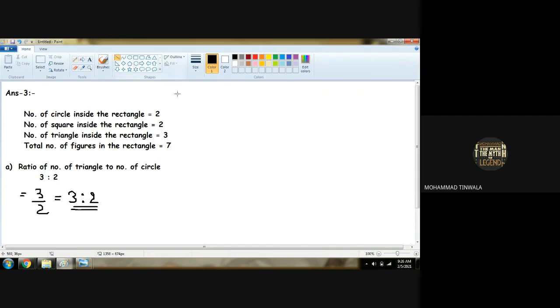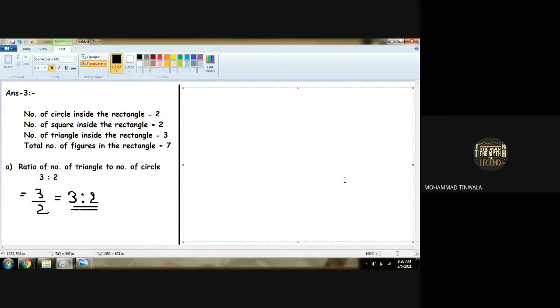Is the content understood? Children? Yes, sir. Is the chapter easy? Yes. It is very easy and a scoring chapter.